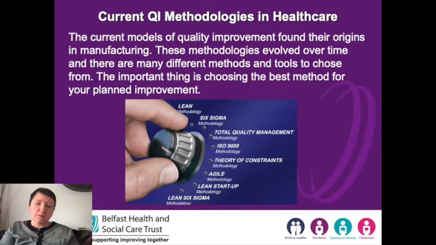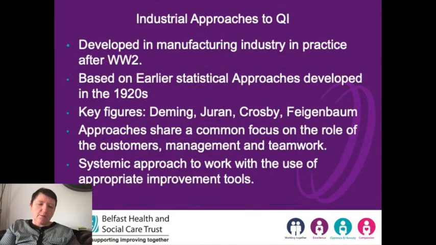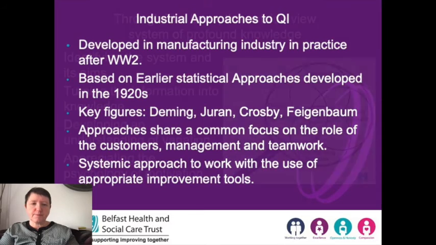Current models of quality improvement found their origins in manufacturing. These methodologies evolved over time, and there are many different methods and tools to choose from. The important thing is choosing the best method for your planned improvement. Current methods were extensively used in Japan after World War II. They were based on earlier statistical approaches developed since the 1920s by key figures such as Deming, Juran, Crosby, and Feigenbaum. The approaches share a common focus on the role of the customer, management, the importance of teamwork and communication, and a systemic approach to work which promotes the use of improvement tools.